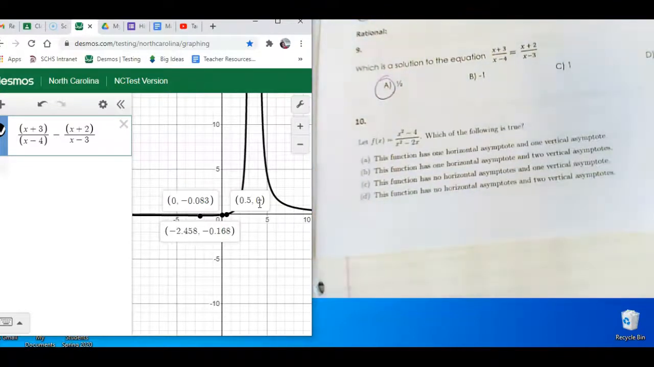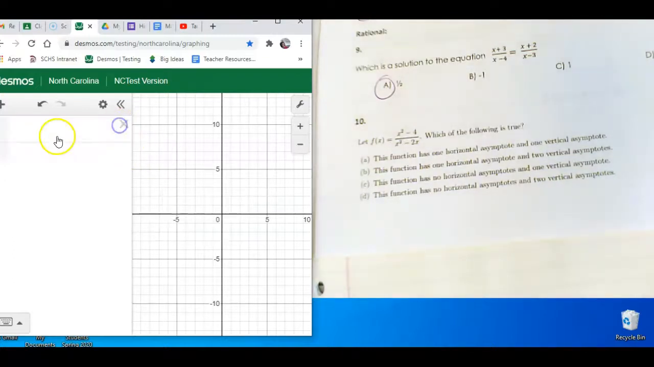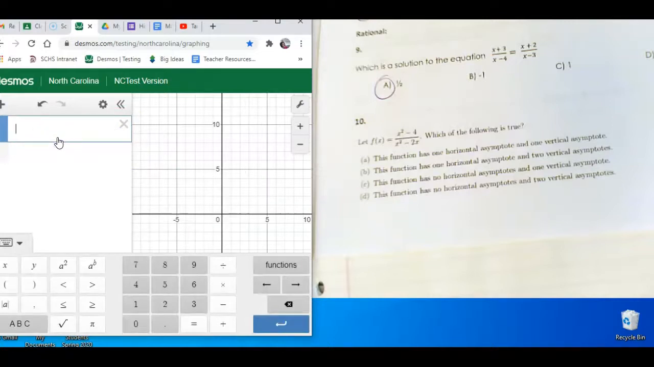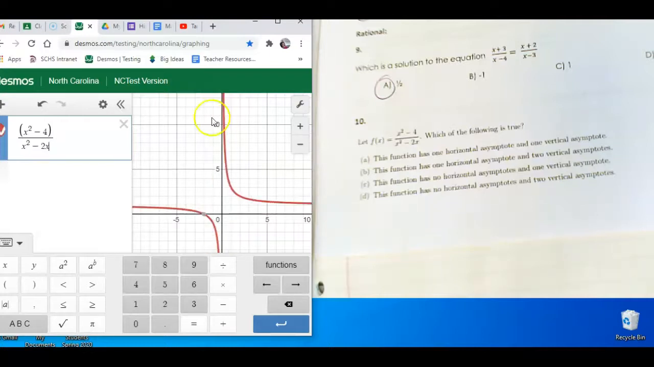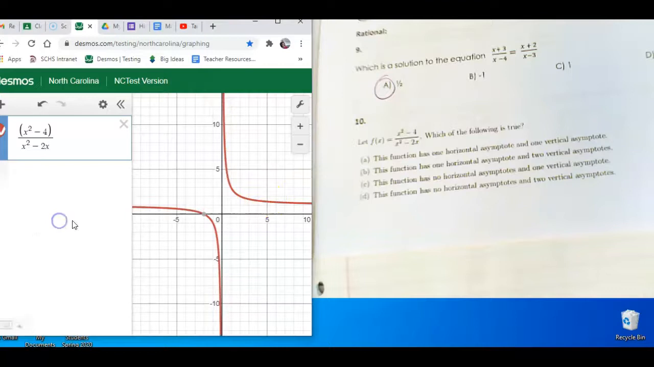Number 10, which of the following is true? So we have this equation and we want to know about horizontal and vertical asymptotes. And our graph will help me with that. So let's continue graphing because it's asking about horizontal and vertical asymptotes. If it wanted to know something about the hole, if there was one, you would need to factor. But because the question doesn't ask me anything about a hole, I think I can figure out what I need to figure out just by graphing it.